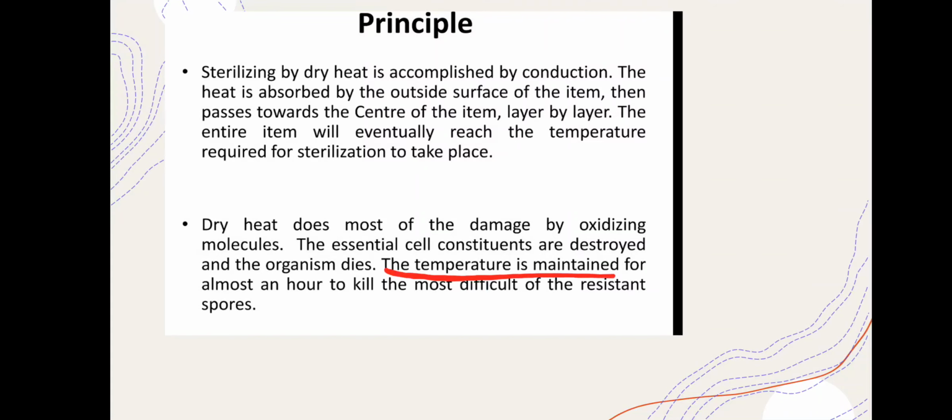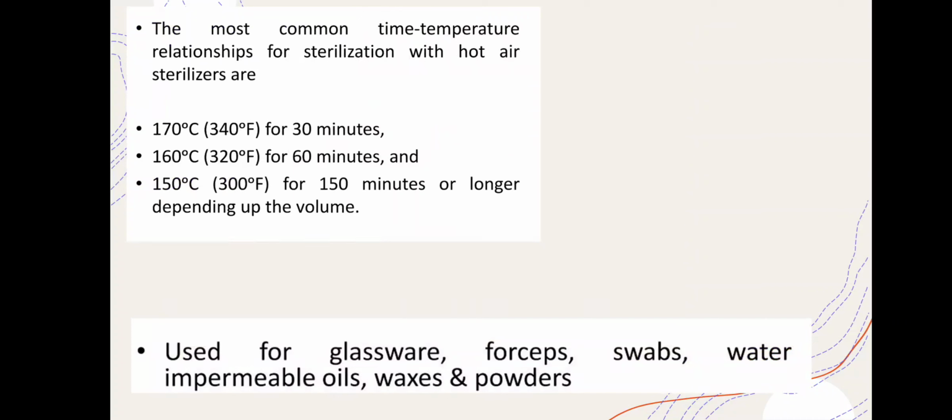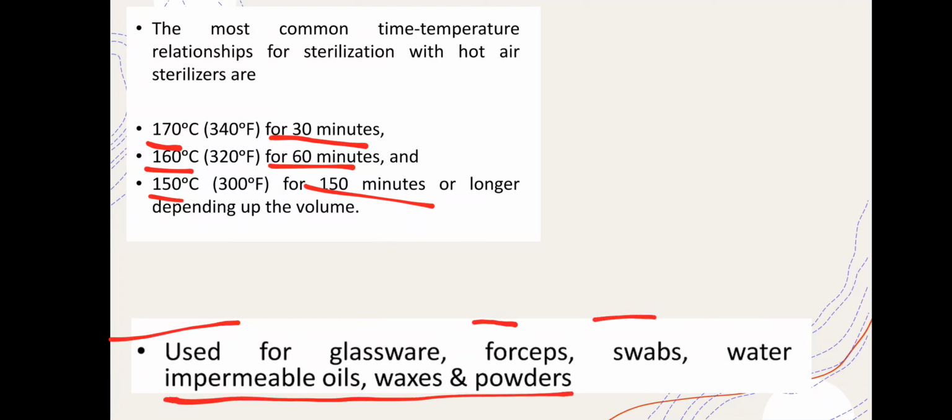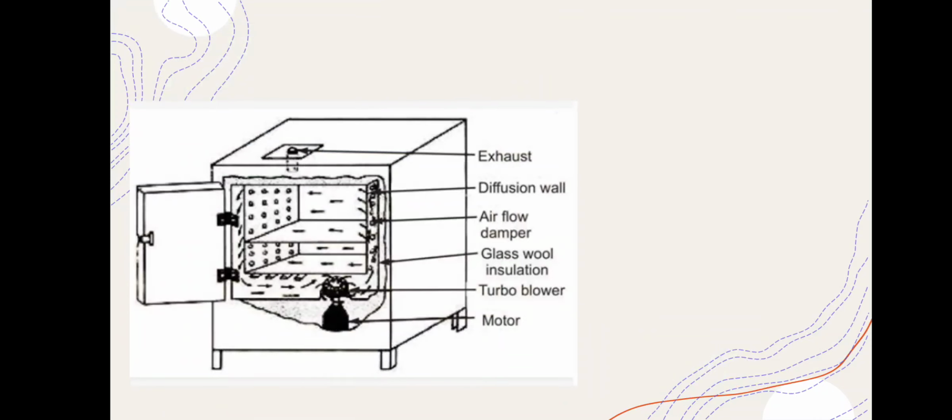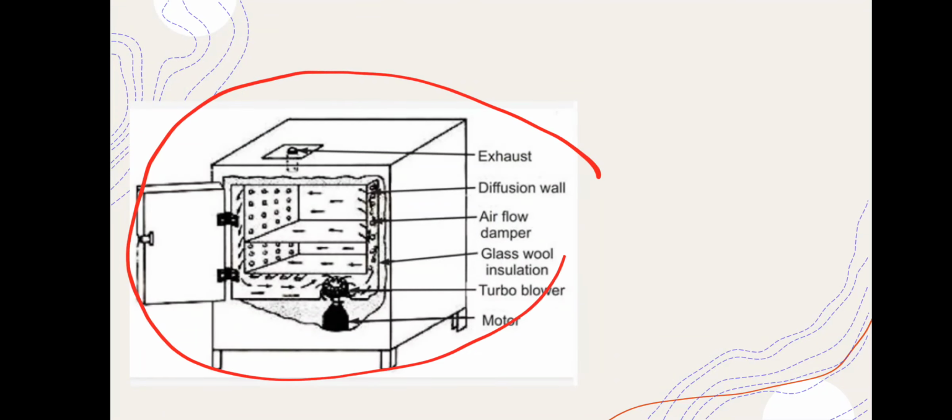The temperature is maintained for about 1 hour to kill the most difficult bacteria or resistant spores. The most common temperatures are 170 degrees Celsius for 30 minutes, 160 degrees Celsius for 60 minutes, and 150 degrees Celsius for 150 minutes. This is used to sterilize glassware, forceps, swabs, water-immiscible oils, waxes and powders. This is the construction of your hot air oven.